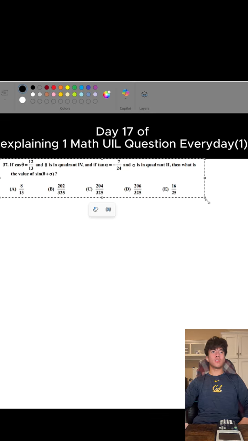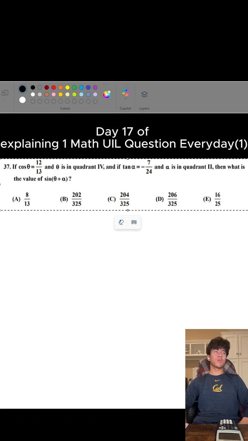Today is day 17 and we are looking at a cosine, sine, tangent transformation type of question. It gives you the value of cosine of an angle theta and the value of tangent of angle alpha, and asks you about the value of sine theta plus alpha.